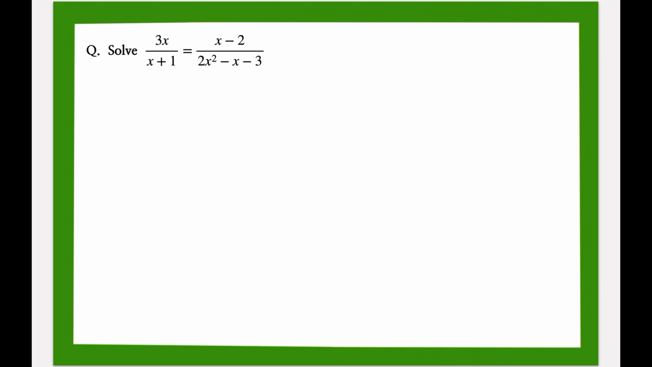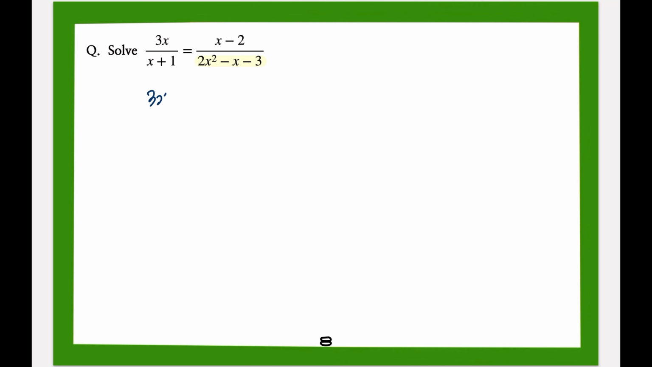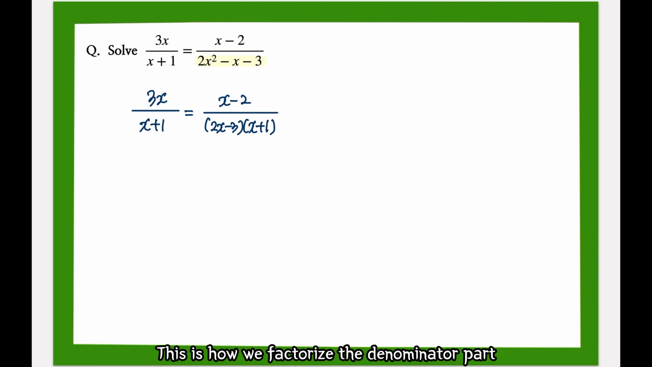Here is a question for today. Let's try to solve the following fractional equation. And since we can factorize the denominator, why don't we rewrite the equation first? So 3x over x plus 1 is equal to x minus 2 over (2x minus 3)(x plus 1). This is how we factorize the denominator part.